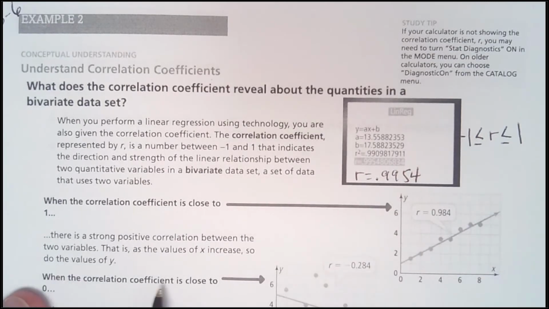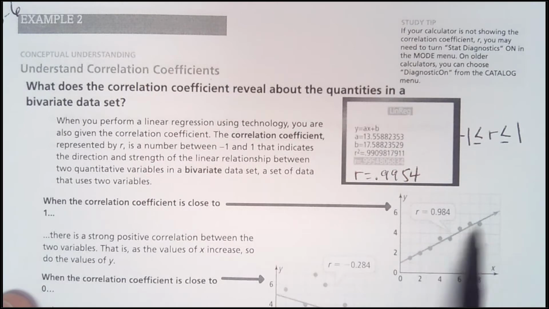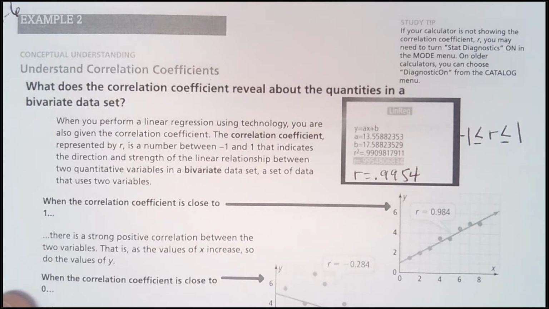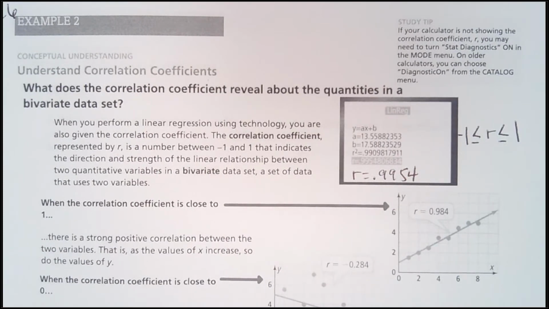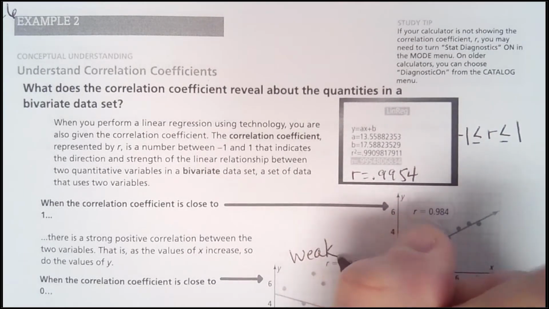Okay. When the correlation coefficient is close to 0, there is a weak correlation between the two variables. We might even say no correlation. In this case, these points are really very scattered. They're not line-ish, and they're not increasing or decreasing that we can tell. So this R value of -0.284 is close to 0. Therefore, this data has no correlation, or a weak, I'm sorry, not no, weak correlation.